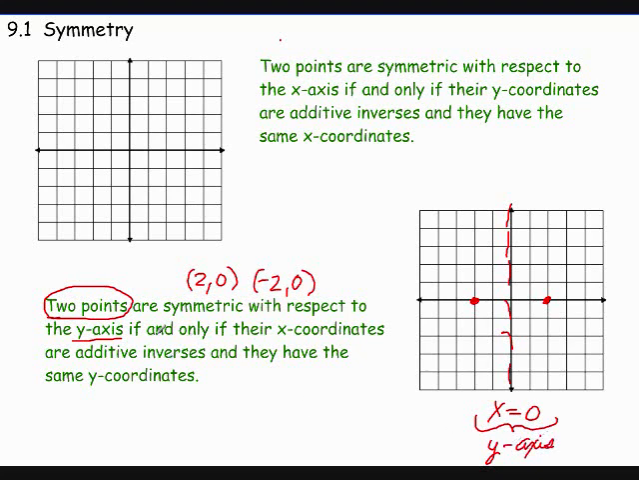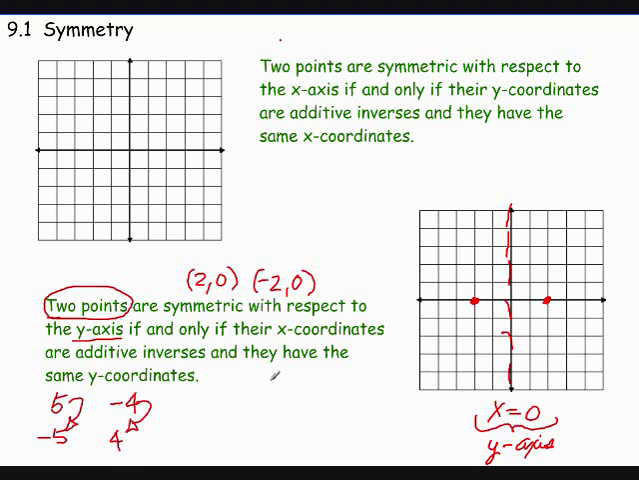2 points are symmetric with respect to the y-axis, and we knew that this was the y-axis, if and only if their x-coordinates are additive inverses. Let's stop right there. Do you remember what an additive inverse is? Sure you do. All you're doing is changing the sign. So if I have a 5 and I ask you for the additive inverse of that, you tell me -5. If I had a -4, you would tell me 4. So it's simply the number with the opposite sign on it.